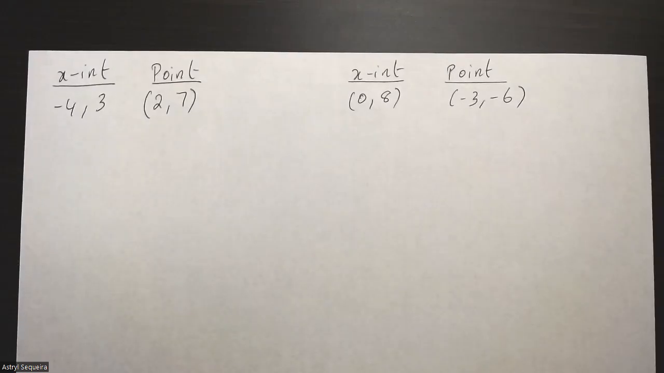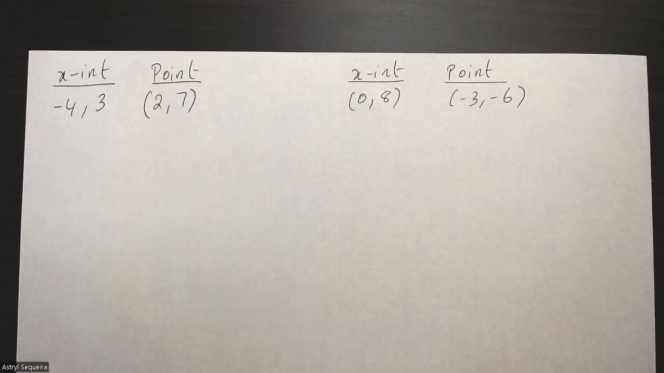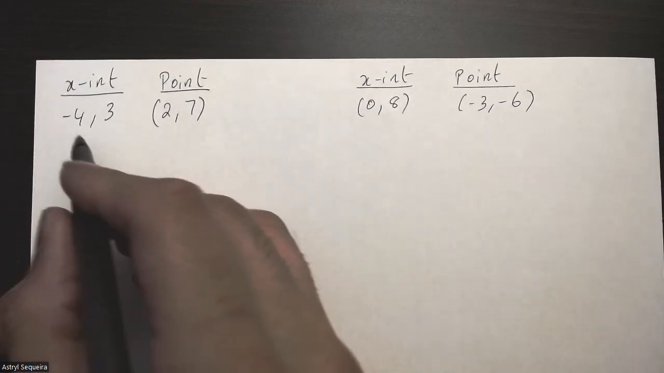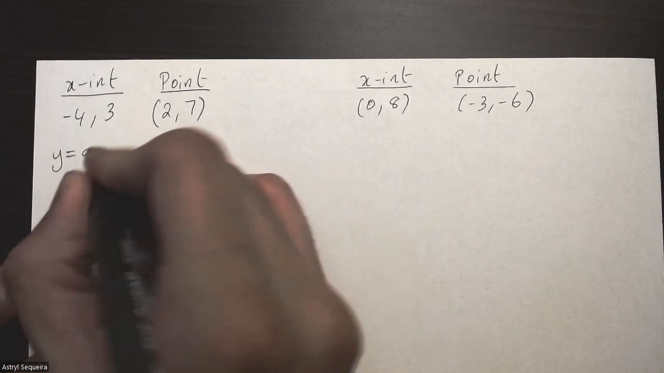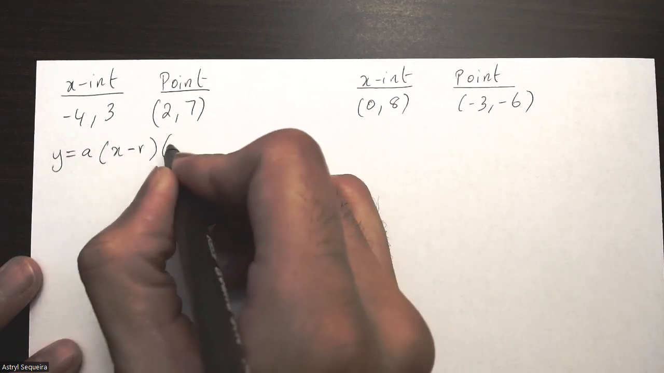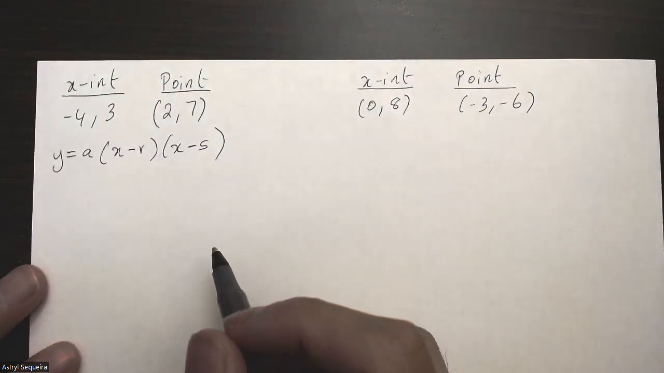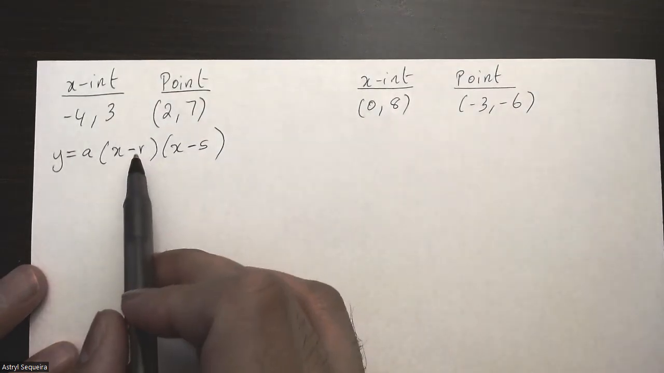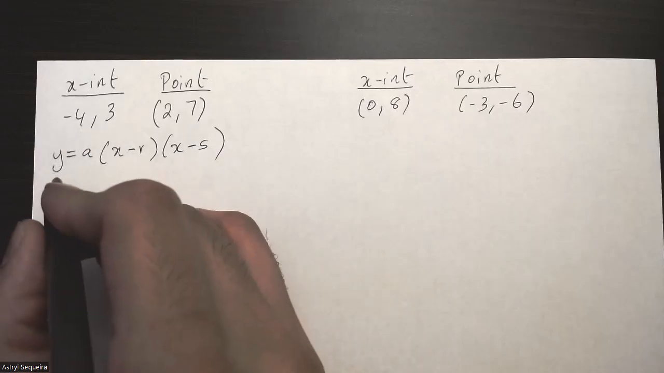All right, in this video, we want to find the equation of these quadratic functions, and we're given the x-intercepts and a point. So let's start with the first one over here. If you're ever given the x-intercepts, you always want to start with the equation y equals a(x - r)(x - s), basically the factored form equation. And the first thing you want to do is replace your r and your s with your x-intercepts.